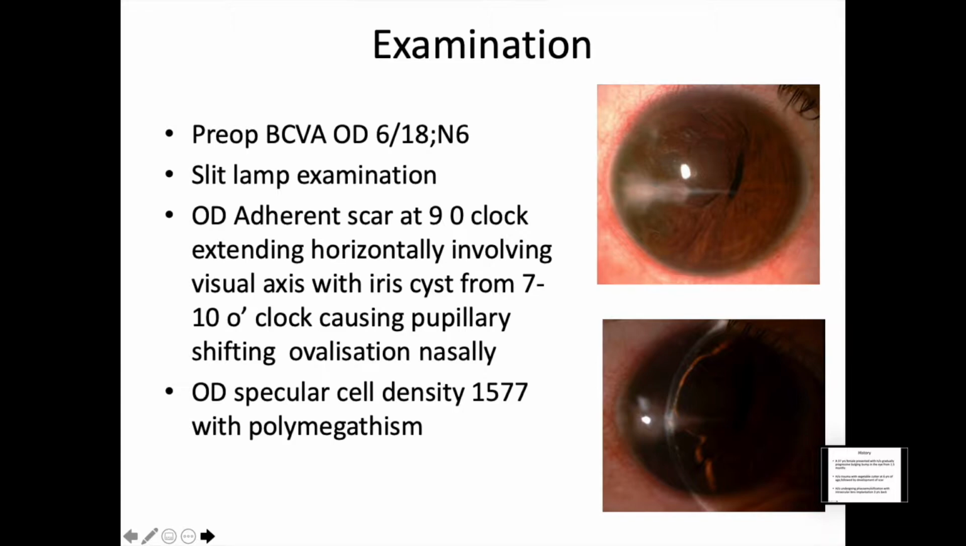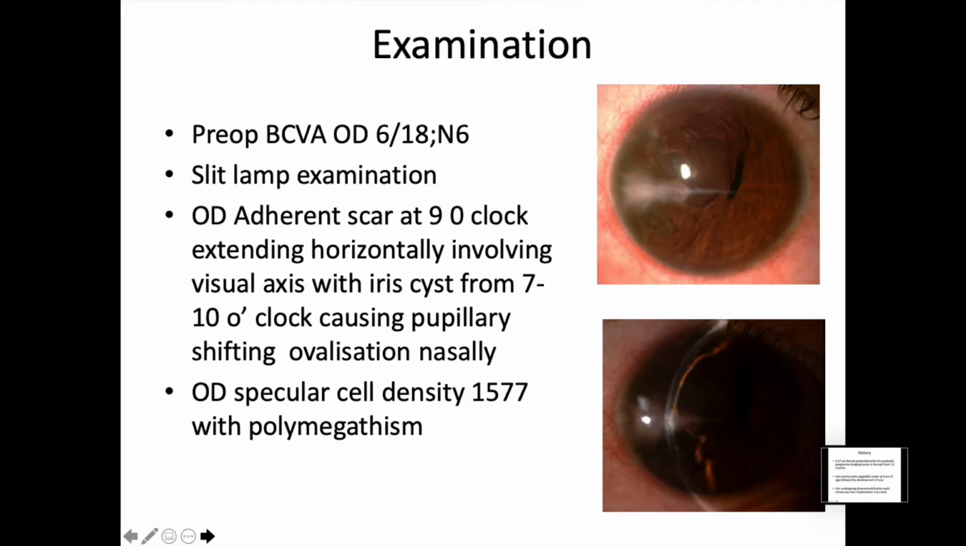On examination of the right eye, the best corrected visual acuity was 6/18 and slit lamp examination of the right eye revealed an adherent scar at 9 o'clock position extending horizontally and involving the visual axis, along with an iris cyst from 7 to 10 o'clock position, causing shifting and ovalization of the pupil nasally.